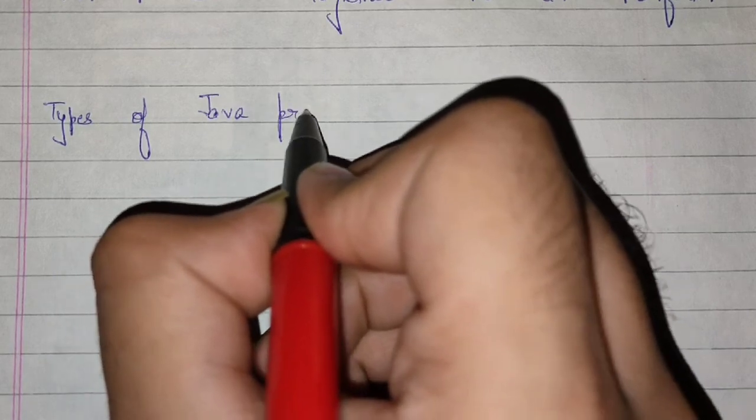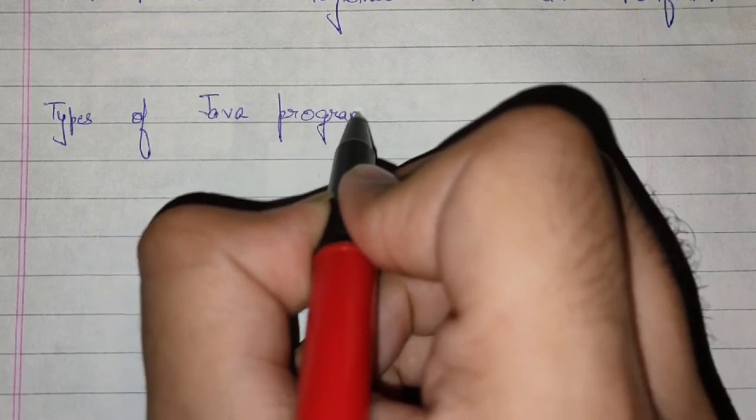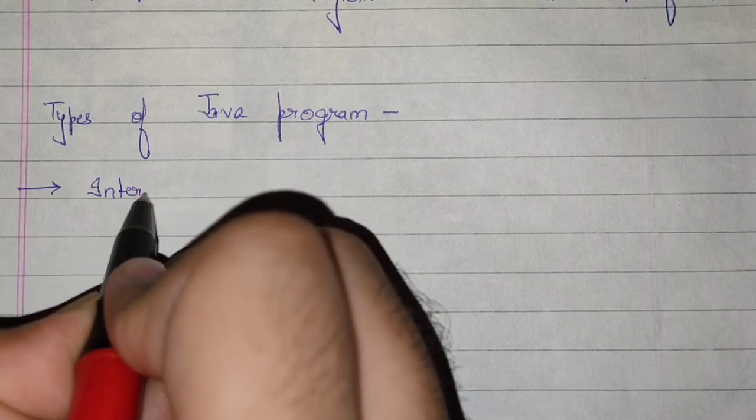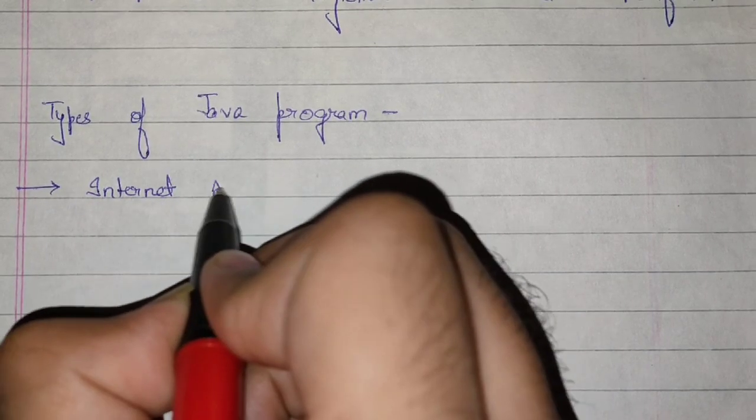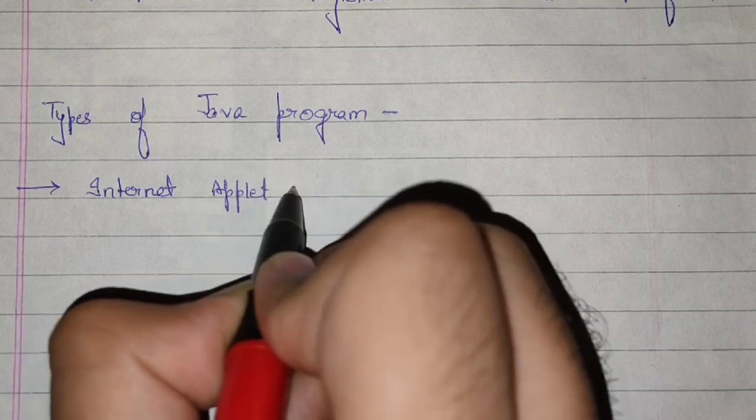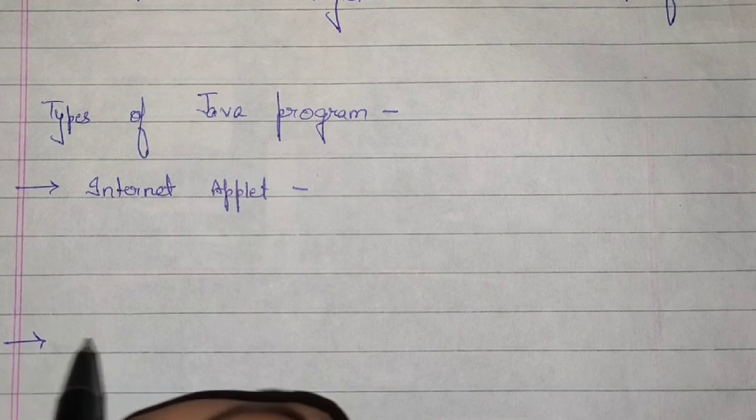In today's video, we are going to discuss the various types of Java program, BlueJ, and the Java character set, that is Unicode. Now starting with Java program. They are of two types, Internet Applet and standalone.